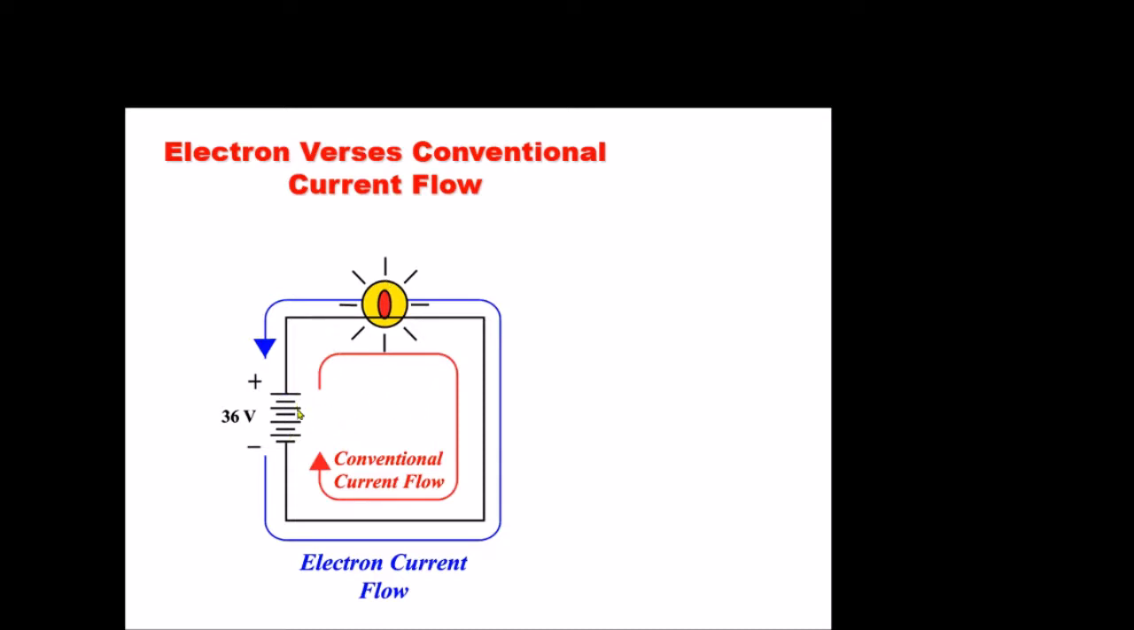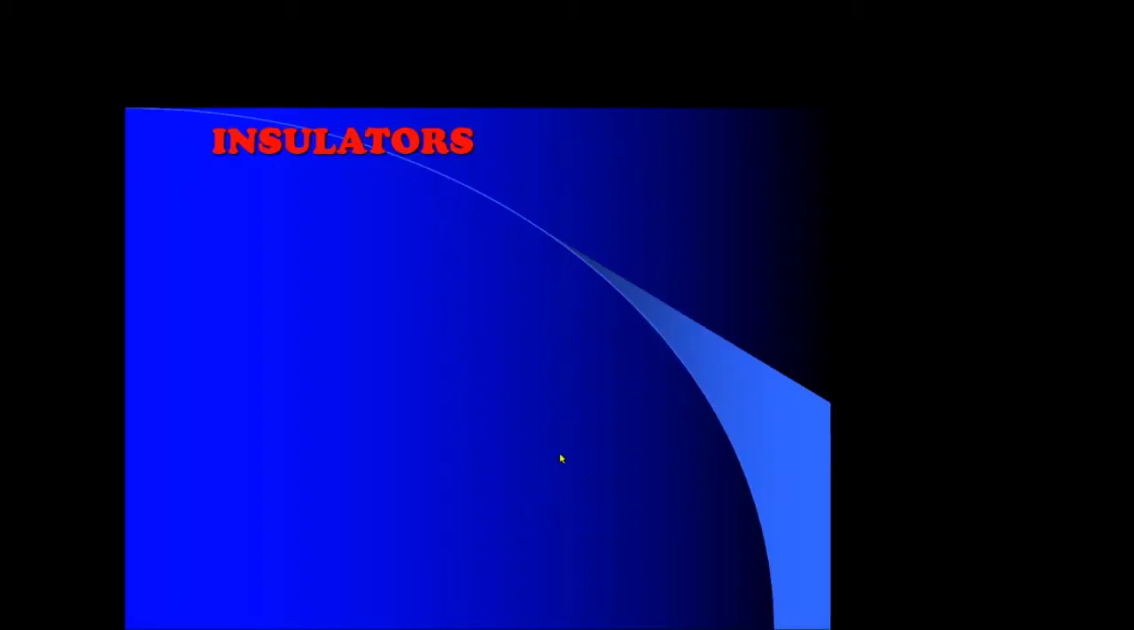So we have our conventional current flow from positive through the lamp, through the circuitry, through the wiring to negative of the battery, in a complete circle like that. Our electron flow is actually in this direction, following the blue arrow like this. Now we're going to talk about conventional current flow and not electron flow. So our current flow is going to flow from positive to negative.